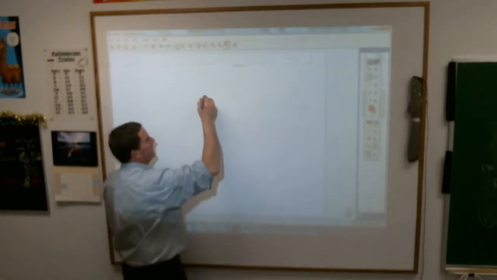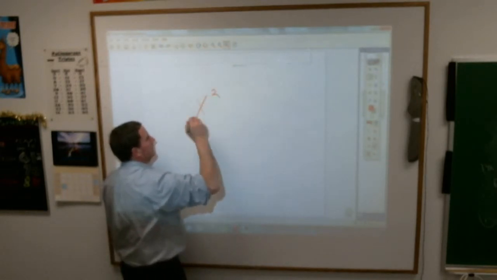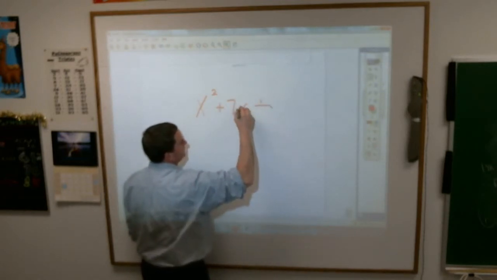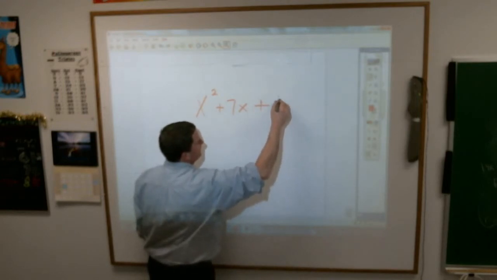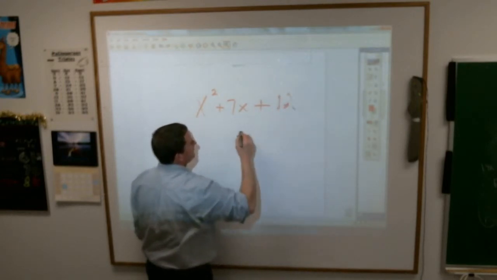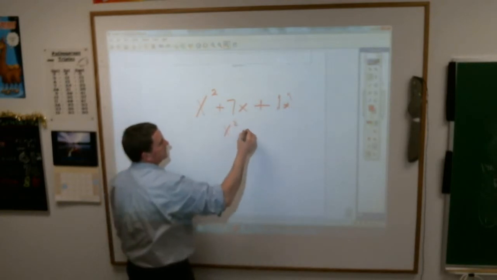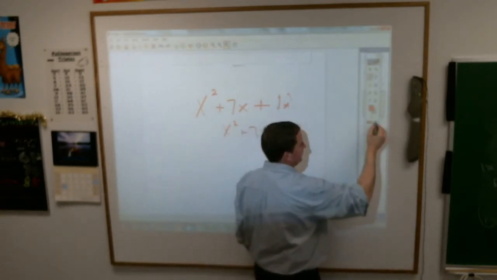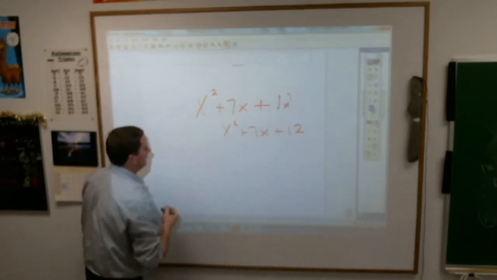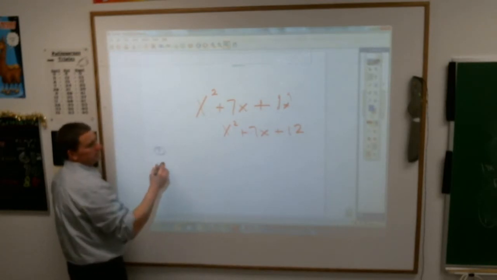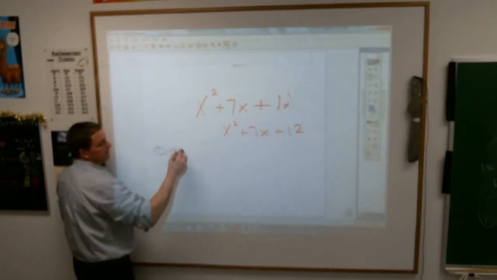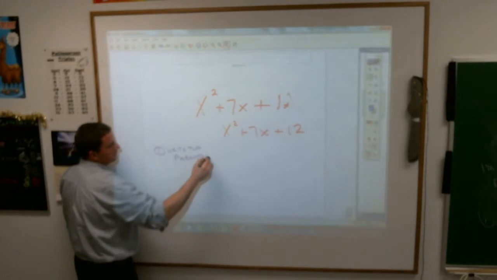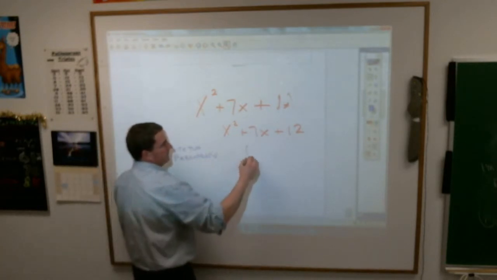Let's say you have this: x squared plus 7x plus 12. Why is this not right? I'll do it here. X squared plus 7x plus 12. Okay, here's the deal. Your first step is to write two parentheses. I'm going to give you as baby steps as I can. You're going to write your two parentheses.